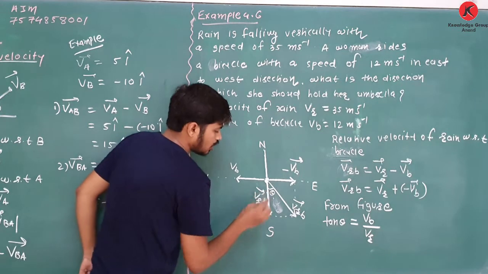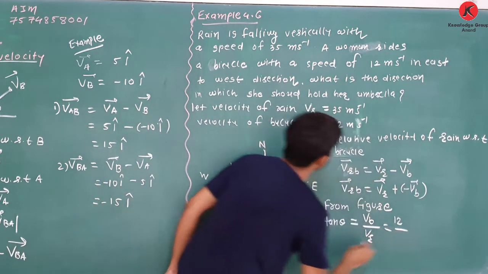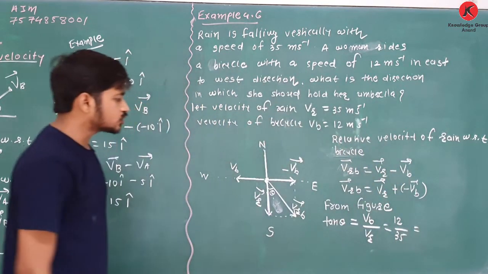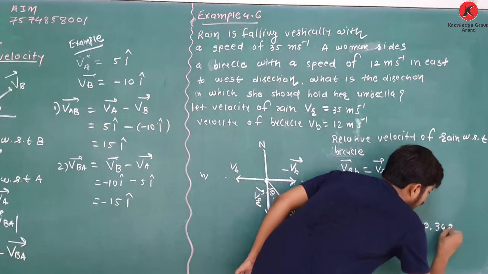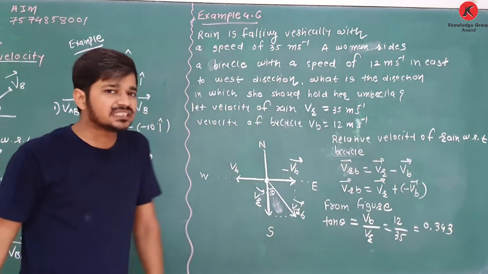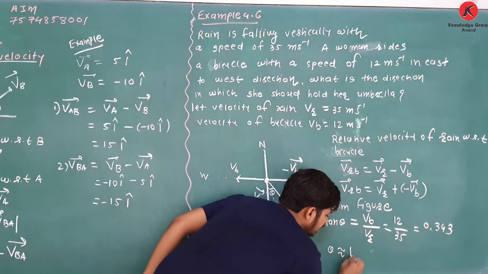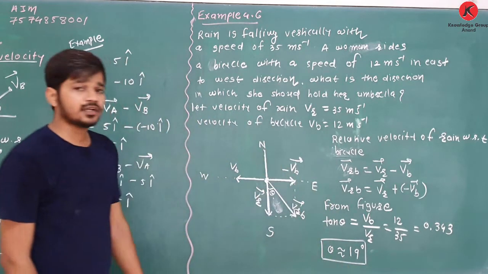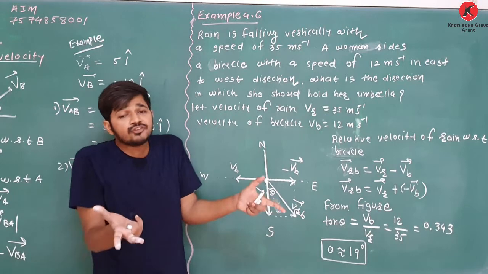Clear about this? Okay. So Vb, what is the value of Vb? Yes, it is 12. What is the value of Vr? Yes, it is 35. If you calculate 12 upon 35, you will get your answer, 0.343. And if you measure the angle with the help of the table, you will get angle theta nearly 19 degree. This angle theta is 19 degree. Now what is your answer?